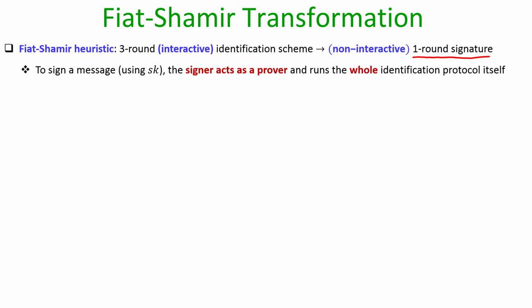The idea behind this transformation is that if you have an identification scheme and you want to get a signature scheme out of that, then to sign the message using the signing key, the signer has to act as the prover and run the whole protocol of the identification scheme in its mind, as per the rules of this transformation, and come up with the whole transcript in a single shot and give it to the verifier. That means, in the 3 round interactive protocol for the identification scheme, the challenge would have been picked by the verifier, but after this transformation, even the challenge will be picked by the prover itself.